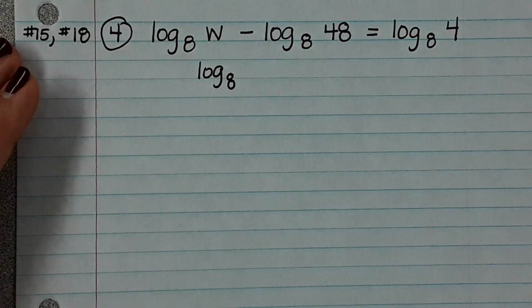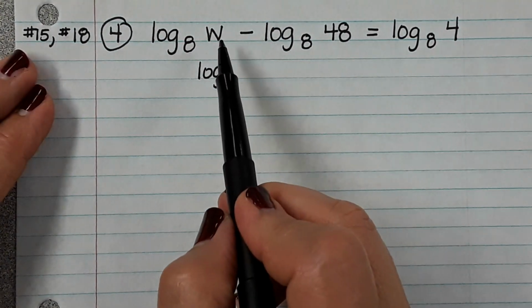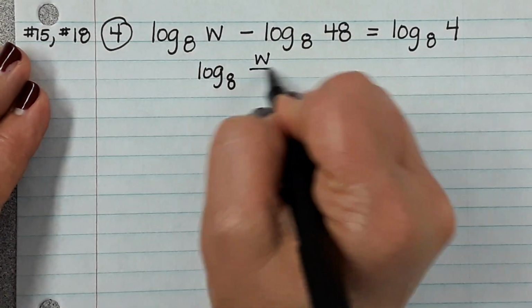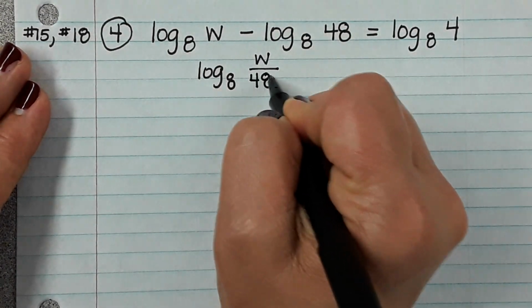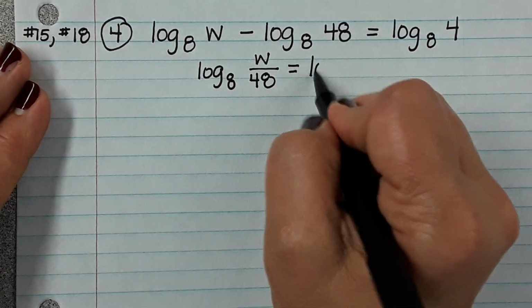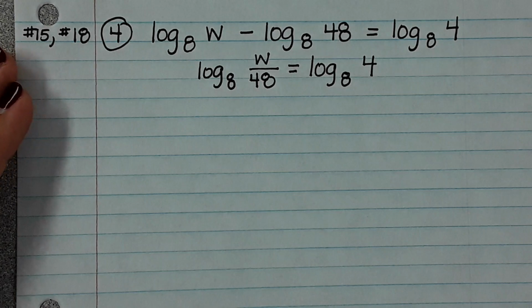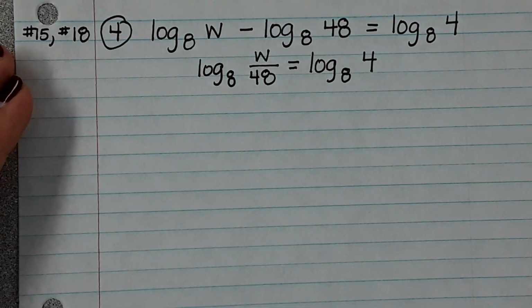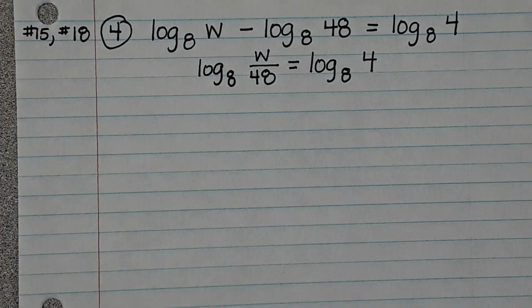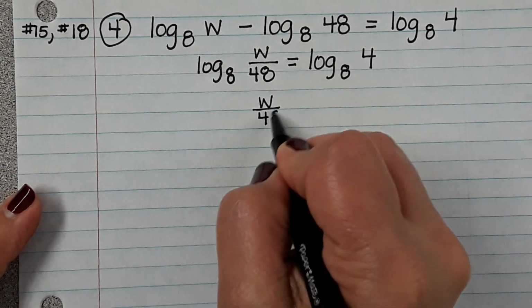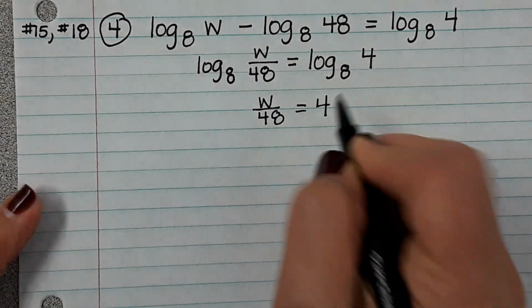Now, in division, order matters. So the first thing you see has to go into the numerator. The second thing you see goes into the denominator. And that equals log base 8 of 4. Now you told me the bases are the same, so that means we can drop them and we can set W over 48 equals 4.